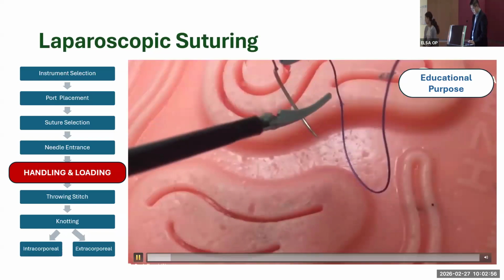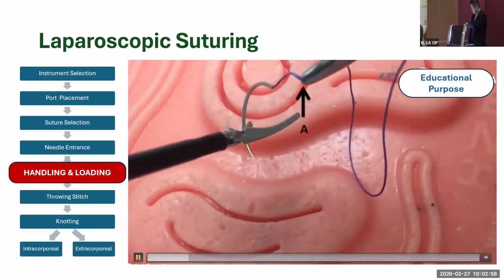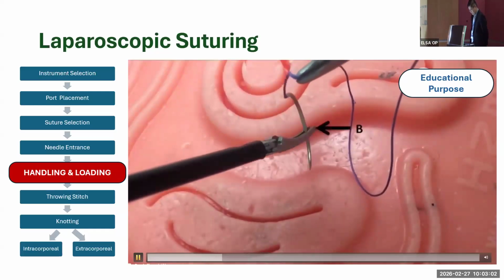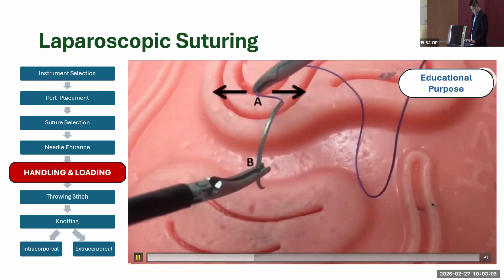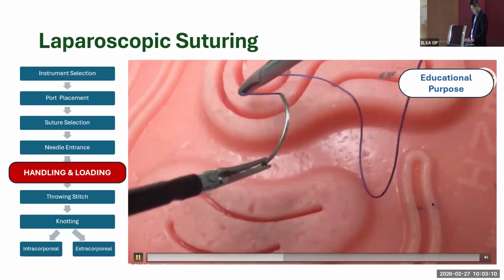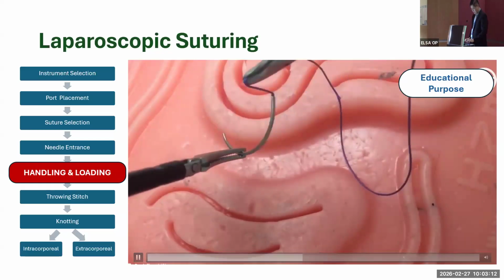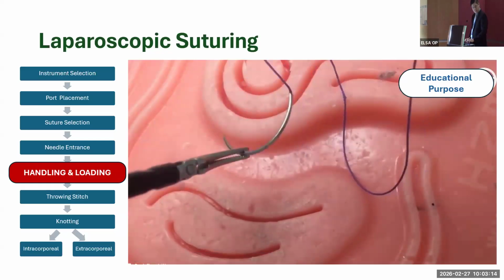Once the needle is within the box trainer, maintain the right grasper at point A and loosely grasp the needle with your left instrument at point B. While stabilizing your left instrument, with your right instrument gently move in a to and fro manner to swivel the needle. With practice, you will be able to move the needle in every direction freely.